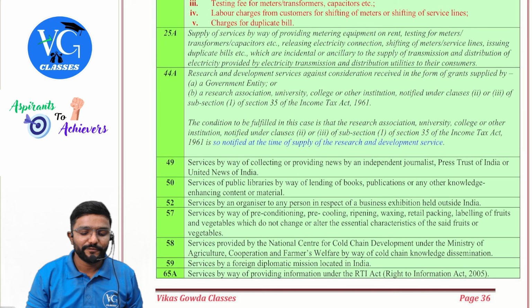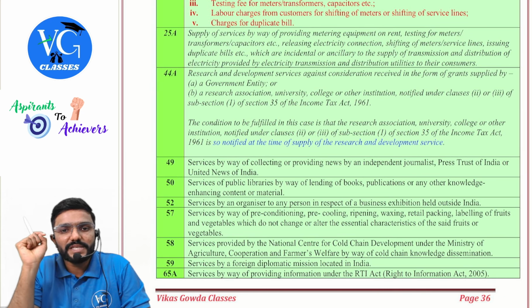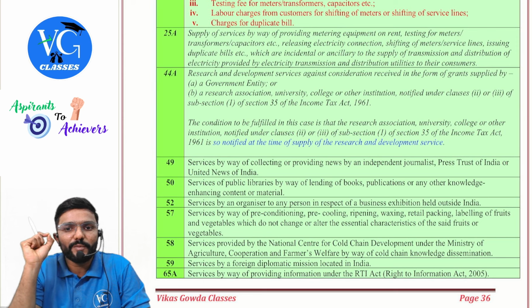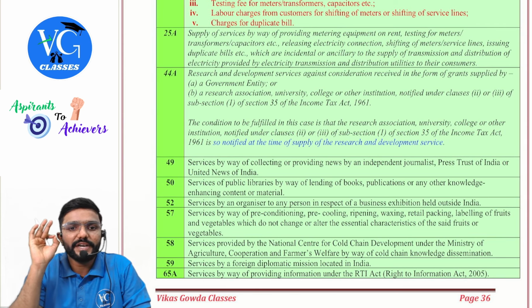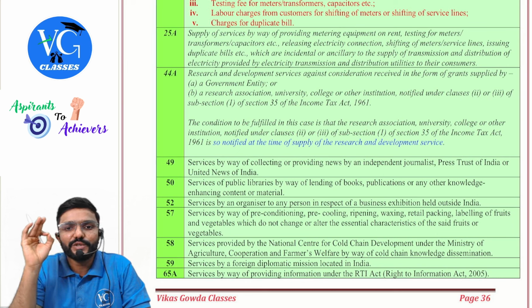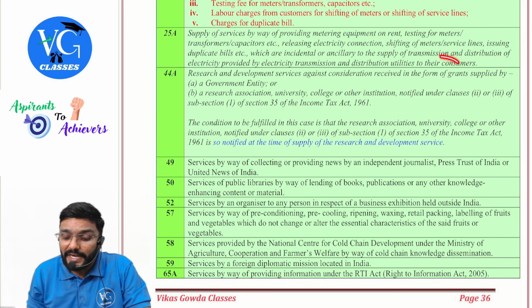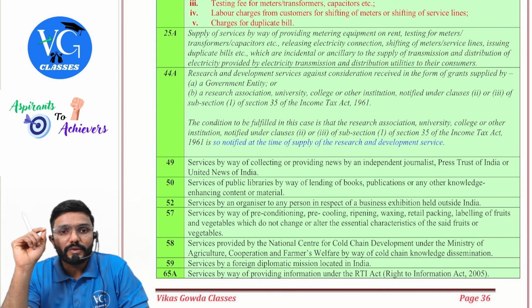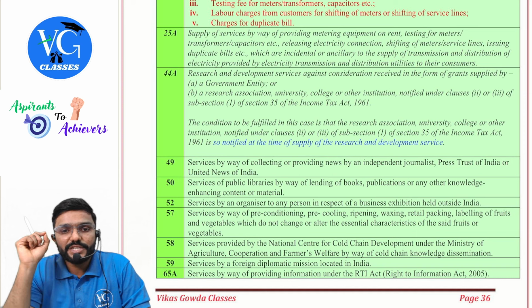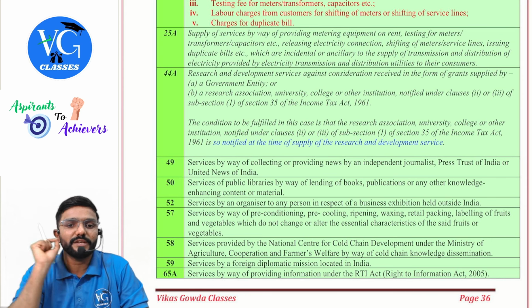One more new entry, 44A. Research and development services against consideration received in the form of grants. Supplied by, who is the supplier? Grant is given by whom? Government entity or research association, university, college or other institution notified under clauses 2 or 3 of sub-section 1 of section 35.